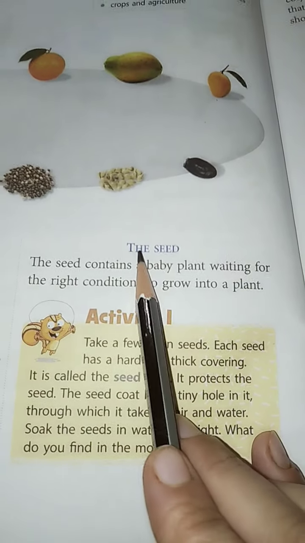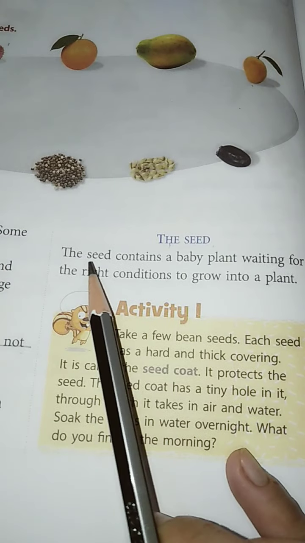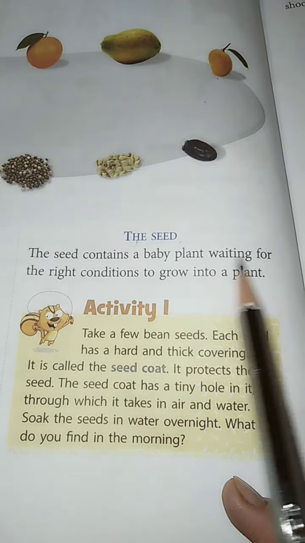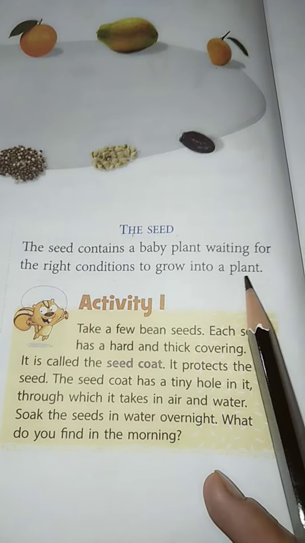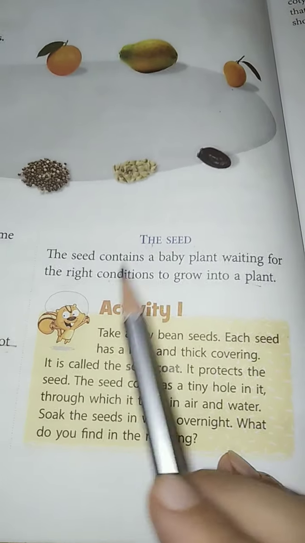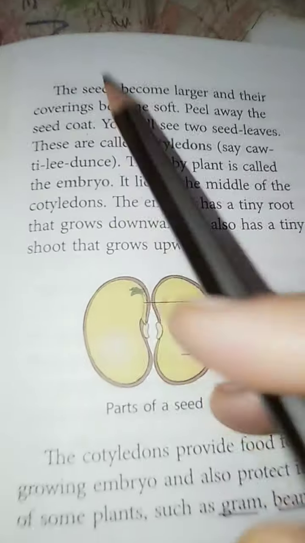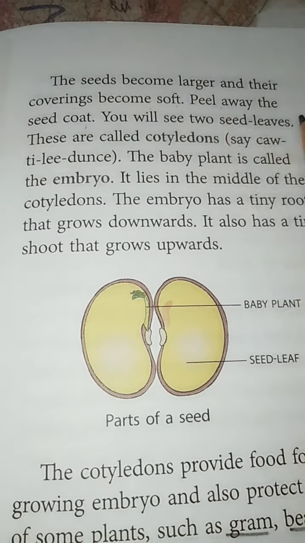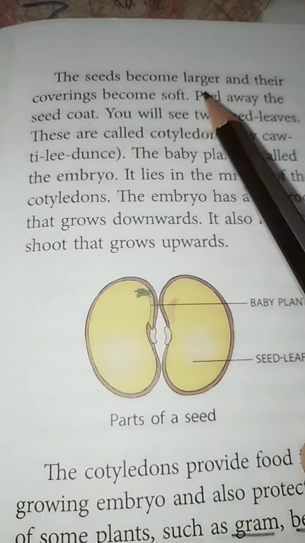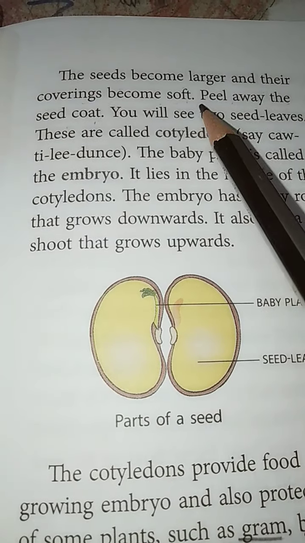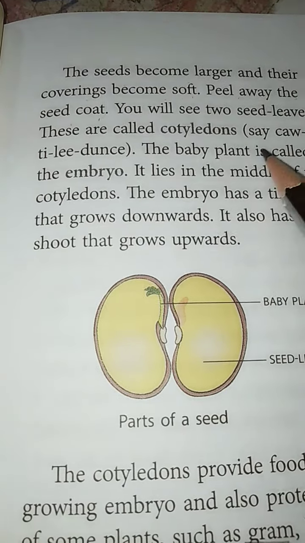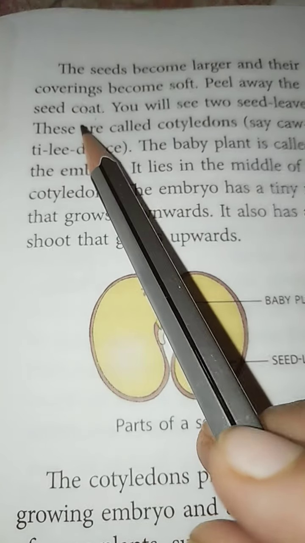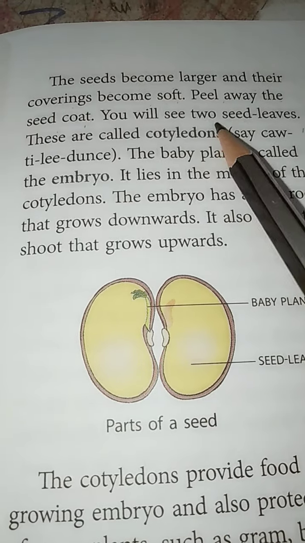Now, first is the seed. The seed contains a baby plant waiting for the right conditions to grow into a plant. There is a baby plant inside the seed. The seed becomes larger and its covering becomes soft. Peel away the seed coat. When the seed becomes larger, the outer covering becomes very soft. You can peel it away easily. This is called the seed coat. You will see two seed leaves.